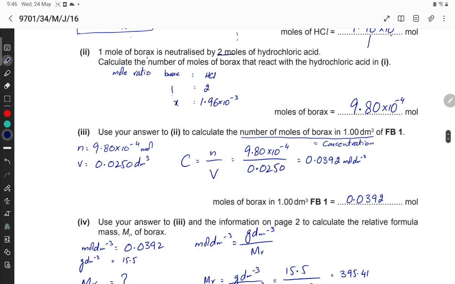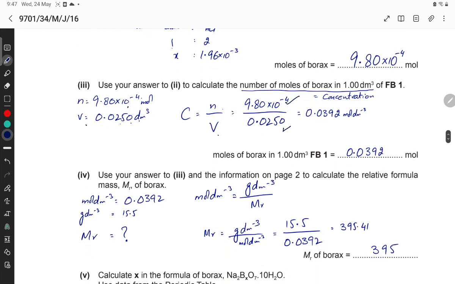Use your answer to 2 to calculate the number of moles of borax in 1 dm³. So we have the number of moles as 9.8 × 10⁻⁴, and the volume is 0.0250 dm³. The concentration is moles over volume, so 0.0392 mol per dm³ is the answer. This is the moles of borax in 1 dm³ of FB1.